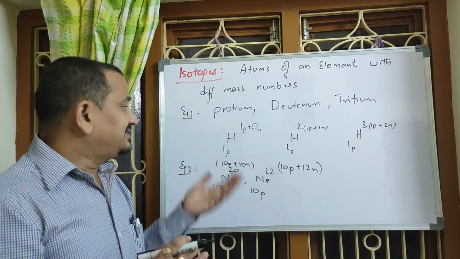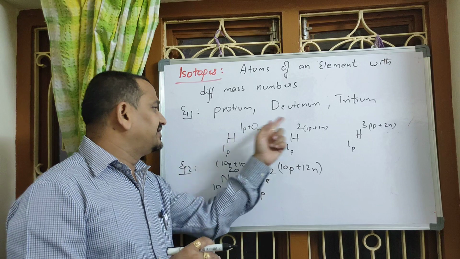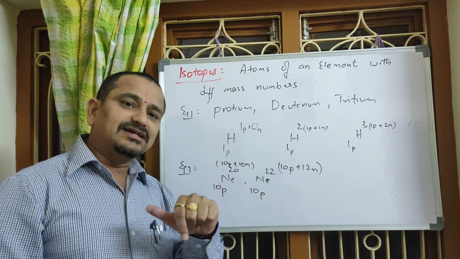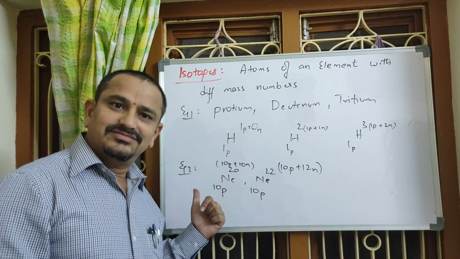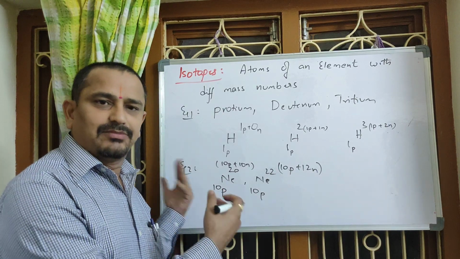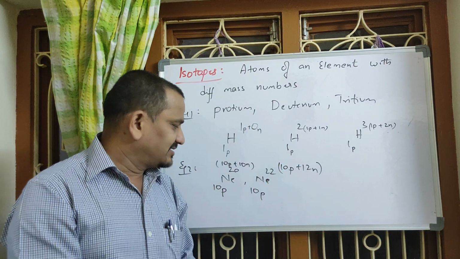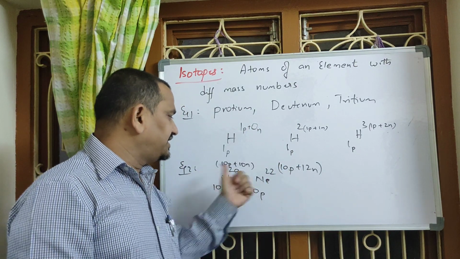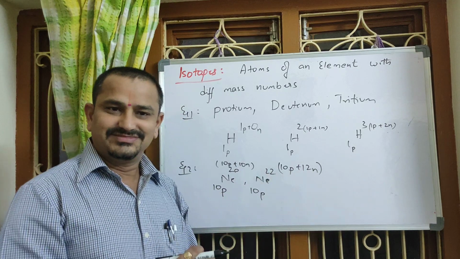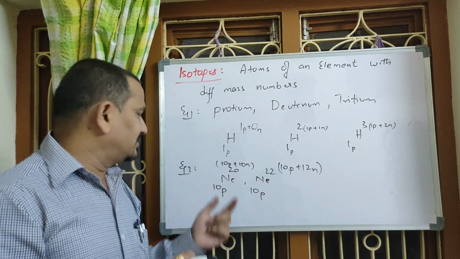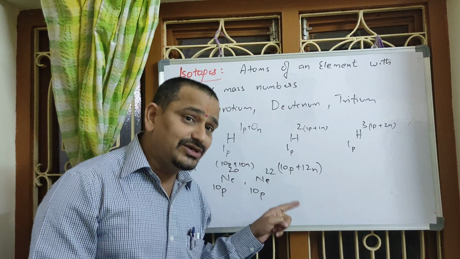Now, when so many isotopes are there with different mass numbers, which one is to be considered for placement in the periodic table? Which value is considered? Suppose we have neon 20 and neon 22. In the periodic table, is 20 considered or 22?